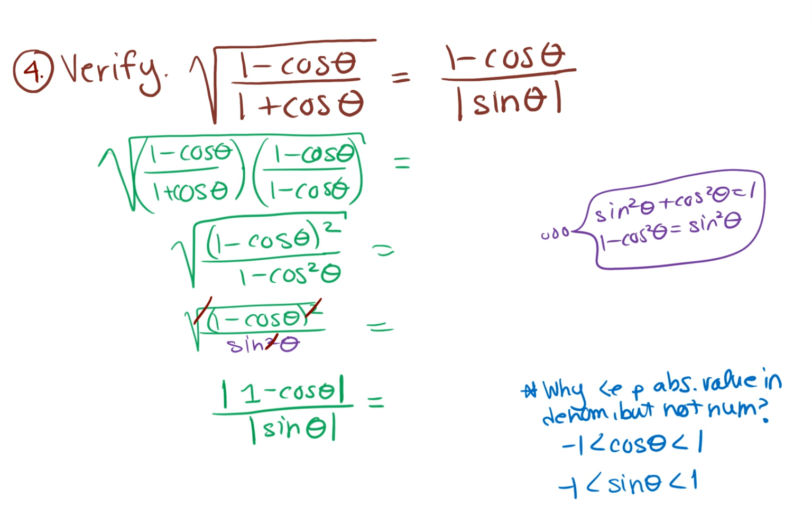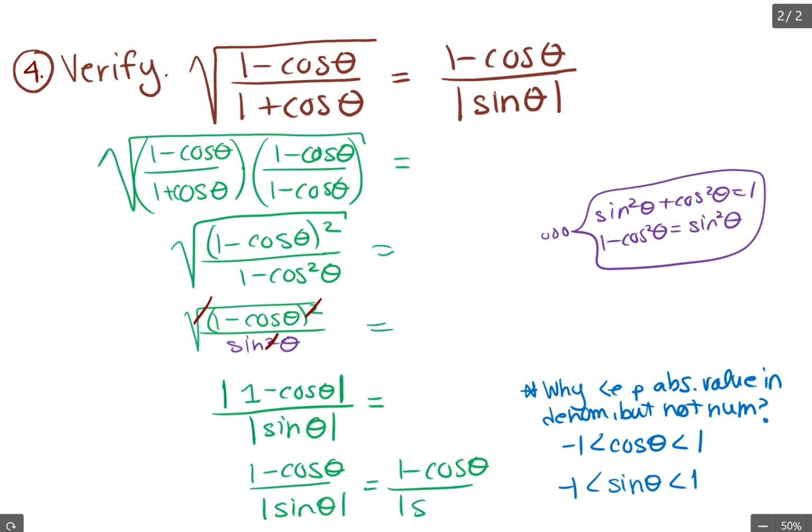All right, so thinking about those restrictions on cosine and sine, right? In the denominator, sine can be negative or positive, so we need the absolute value. But that 1 minus cosine, if I do 1 minus negative 1, I get a positive number. 1 minus positive 1 here is also going to give me a positive number. 1 minus anything in between negative 1 and positive 1 is also a positive number. So I don't need it there. All right, so I just end up with 1 minus cosine theta over the absolute value of sine theta. And that is exactly what I liked.